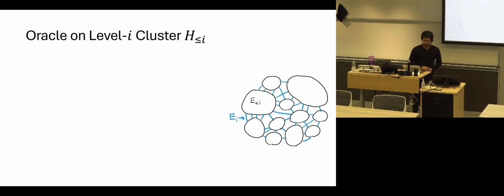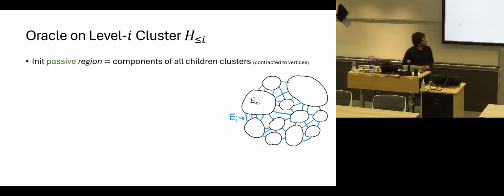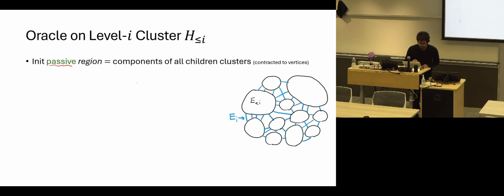Okay, so here is the algorithm. If you remember, the algorithm from last time is going to be quite similar, but it's quite subtle actually. What we're going to do is initialize a passive region. And the passive region is what? It's going to be the components of all children clusters.